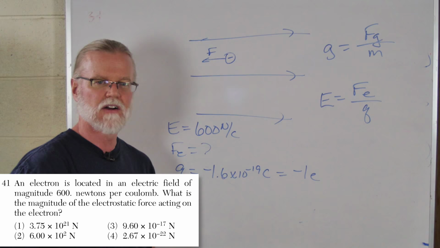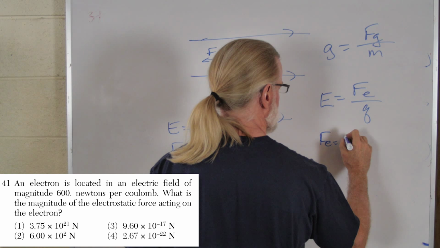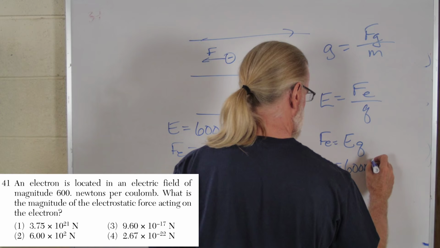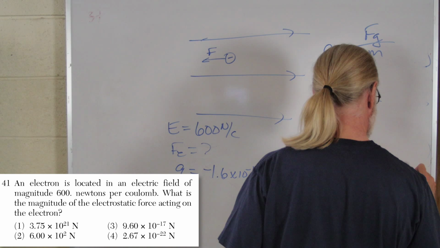Anyways, let's take this one. And let's see, what are we solving for? The electrostatic force is the electric field times the charge: 600 newtons per coulomb times minus 1.6 times 10 to the minus 19 coulombs.